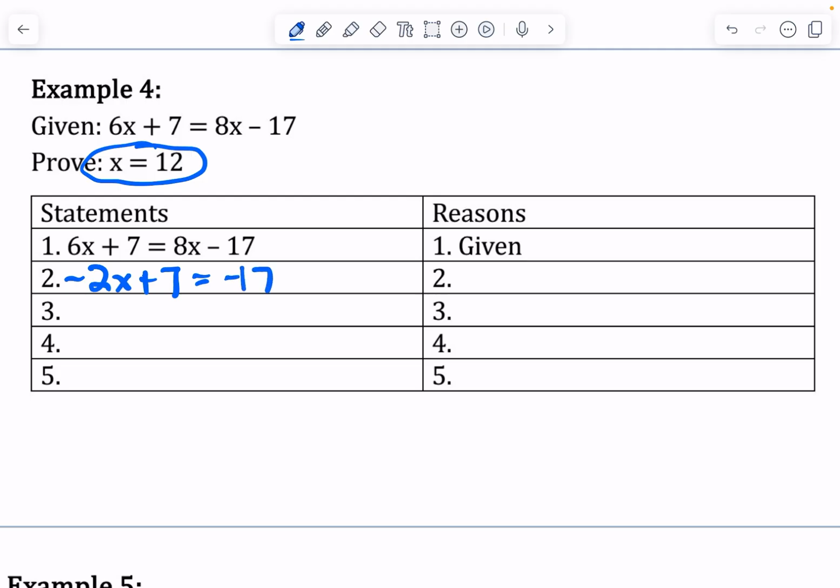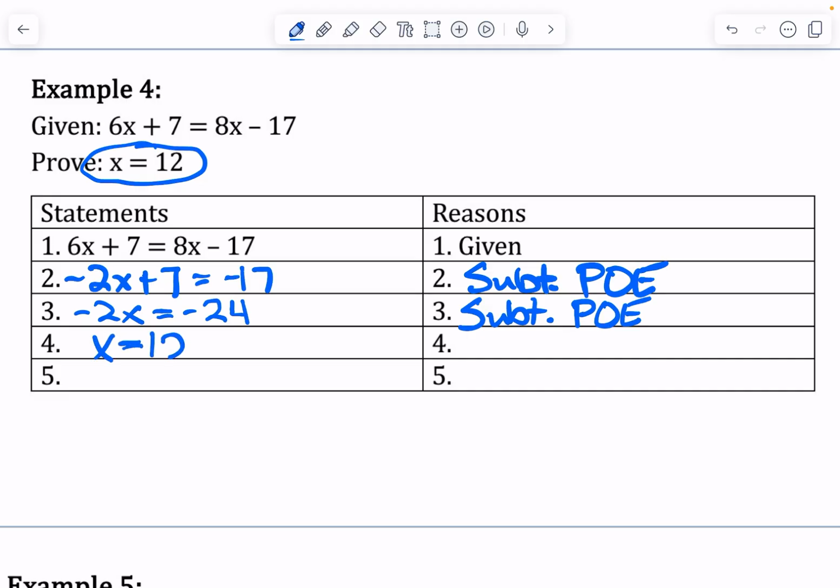Don't lose your negative there. Okay, and I did that by subtracting the 8x, right? So that is subtraction POE. I subtracted on both sides. Next, I'm going to subtract 7 over to the right. So I'm going to have -2x left equals -24, which again I subtracted, so that's subtraction POE again. And then my last step, I just need to divide the -2 out, which gives us 12. So I divided, so that's division POE.